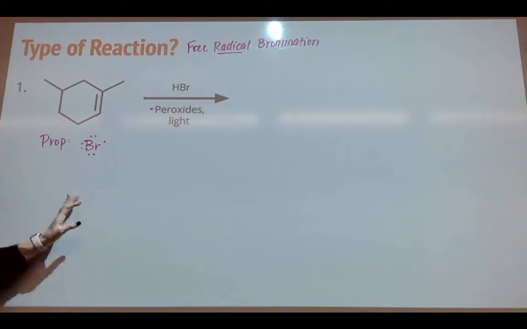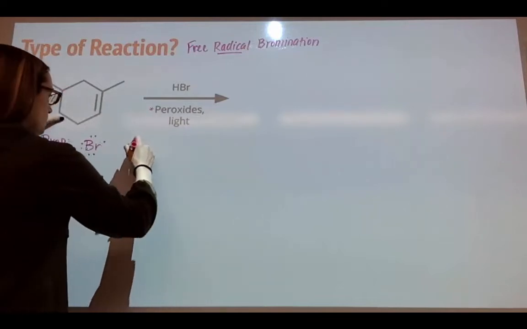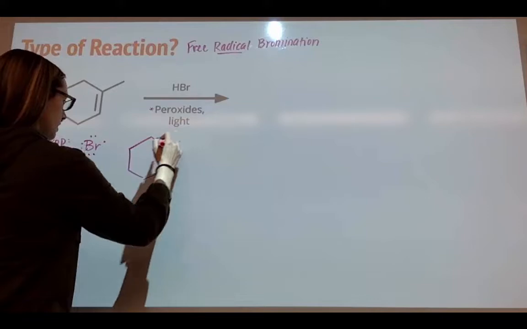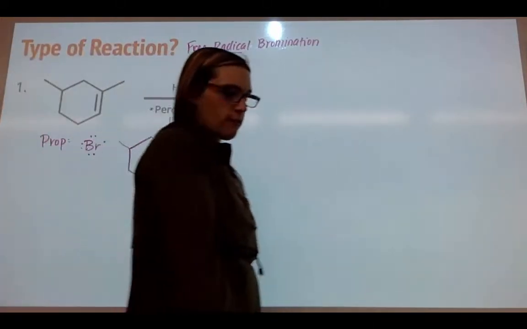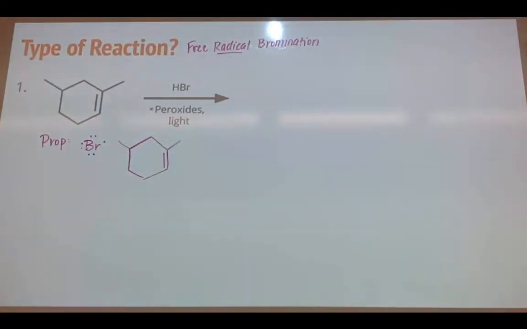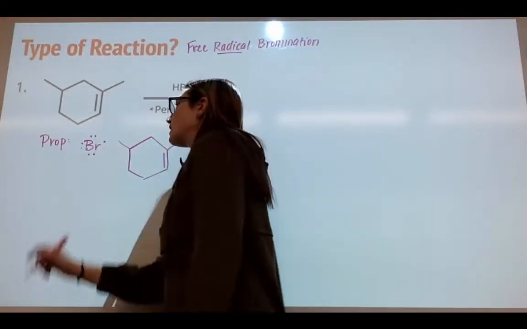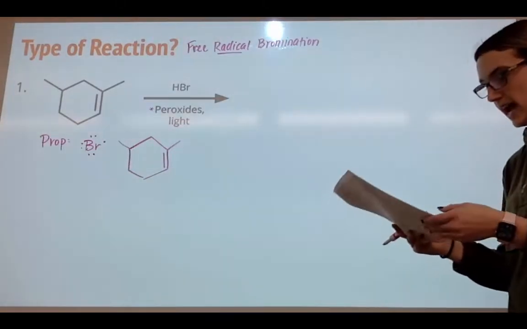When we look at the mechanism, we're worrying about the propagation step. So we're starting with the bromine radical, and in this case, the cycloalkene, which is this. So within this free radical bromination, the first step of propagation is actually somehow getting rid of that single electron, because these radicals are very reactive. They have that single electron, and so it's going to be reactive.